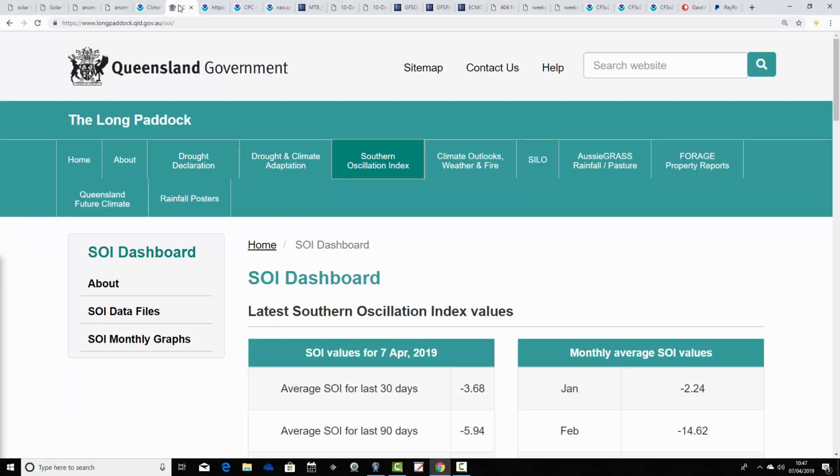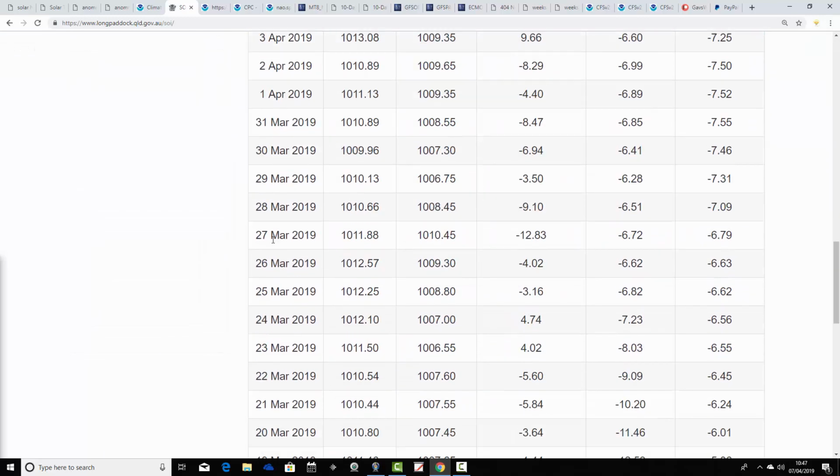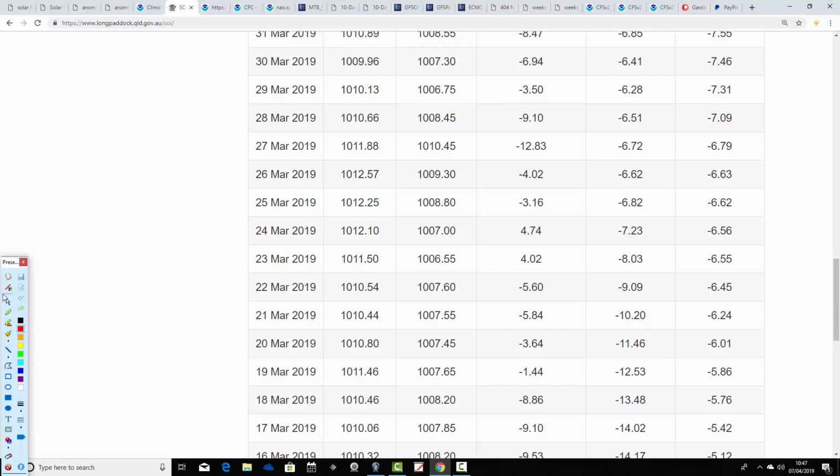The Southern Oscillation Index is an index that reflects the atmospheric state in the Southern Pacific Ocean. It's measuring the air pressures between Darwin and Tahiti. And this is one of the things that we look at to tell us what the atmospheric state is doing in terms of ENSO. This is from the Bureau of Meteorology in Australia. So if we scroll down and have a look at these numbers. When you've got negative numbers, the atmospheric state is going to be reflective of an El Nino event. So for example, on the 27th of March, we've got the SOI at -12.83. That tells us that on that day, the atmospheric state in the Pacific was reflective of an El Nino event.